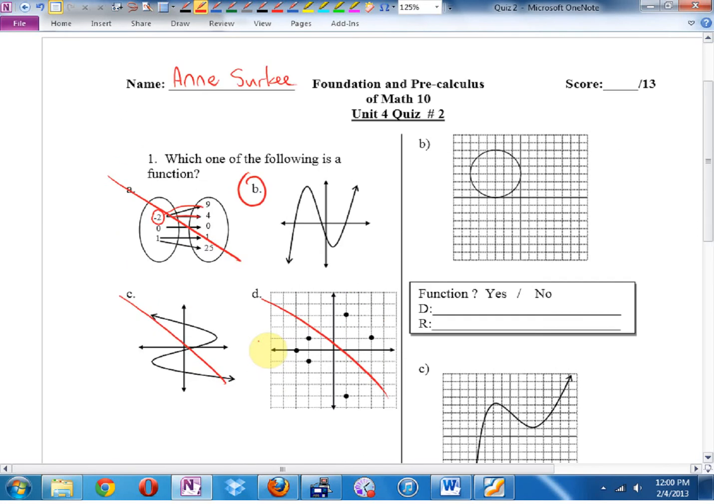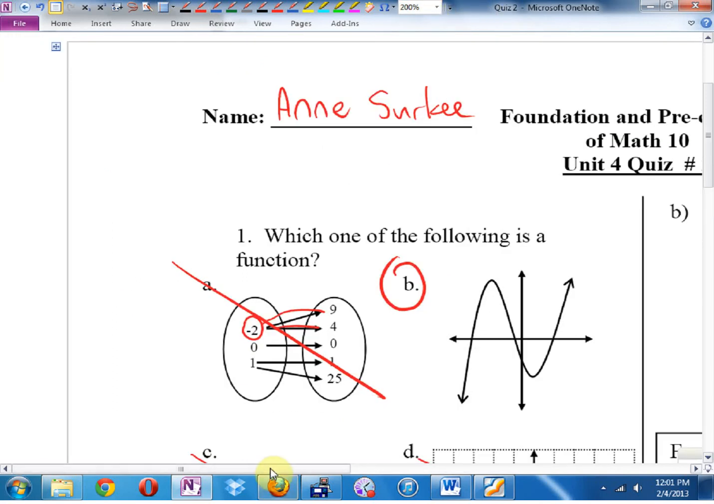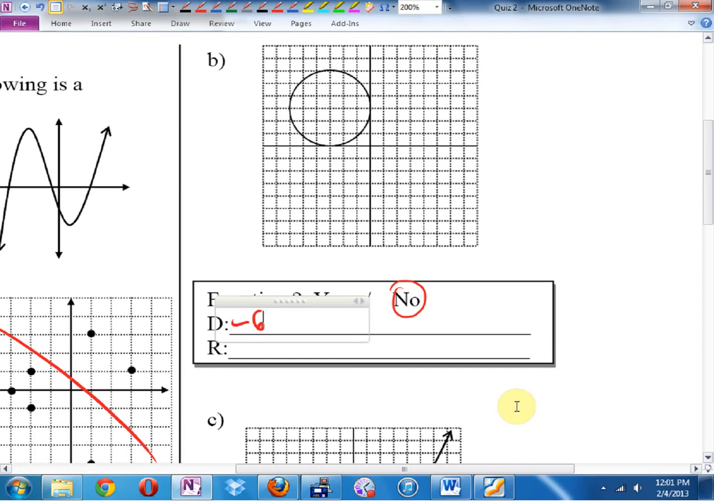B. Function? Nope. Domain. Okay, here I can't list them. Here it's going to be everything between -6, touching, and 0, touching. So -6 less than or equal to x less than or equal to 0. Range. Everything between 0, touching, and is it positives? 1, 2, 3, 4, 5, 6. Y less than or equal to 6. So 1 mark for each of those. That's out of 3.